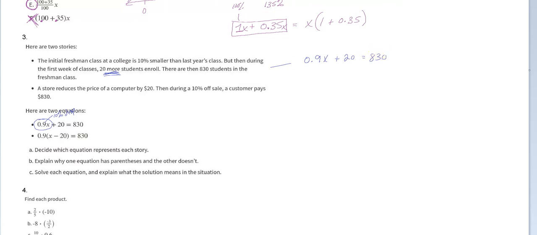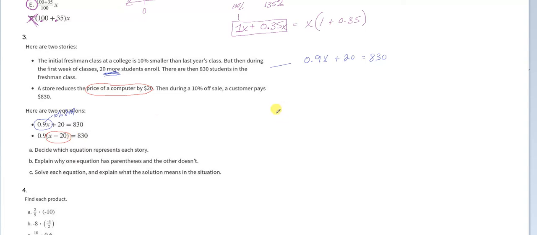Let's read the other one and see if it makes sense too. A store reduces the price of a computer by $20. Then, during a 10% off sale, a customer pays $830. So I think the price needs to get reduced by 20 before the 10% hits it, and that's what it's showing here. This is like the original price. We take $20 off, and then 90% times that represents us only paying 90%, so 10% off of it.